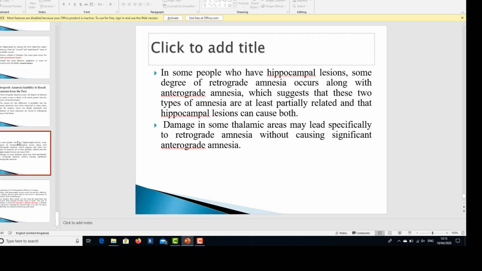In some people who have hippocampal lesions, some degree of retrograde amnesia occurs along with the anterograde amnesia, which suggests that these two types of amnesia are at least partially related and that hippocampal lesions can cause both. Damage in some thalamic areas may lead specifically to retrograde amnesia without causing significant anterograde amnesia.